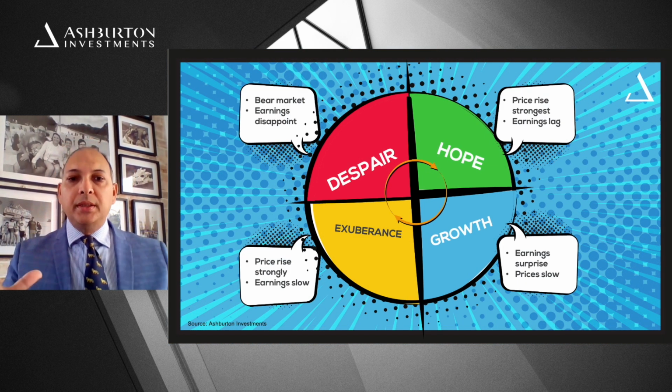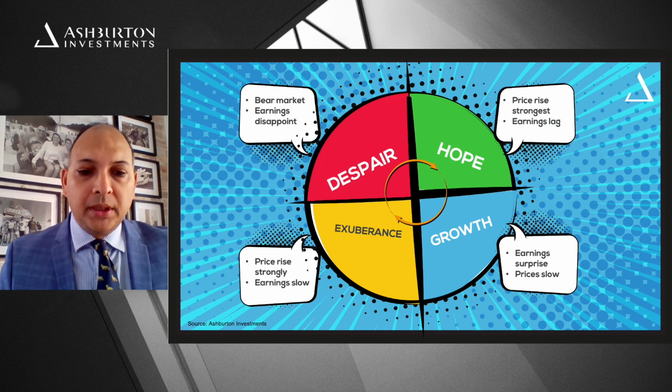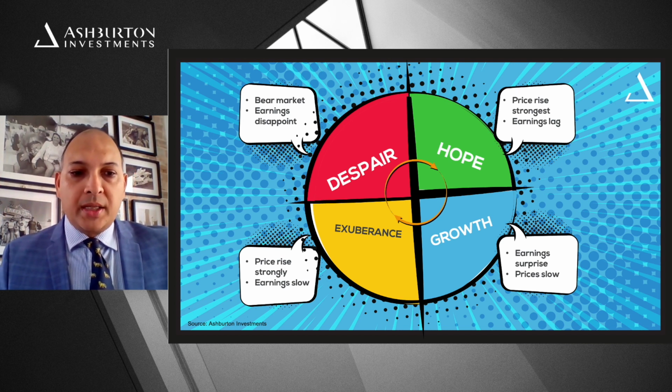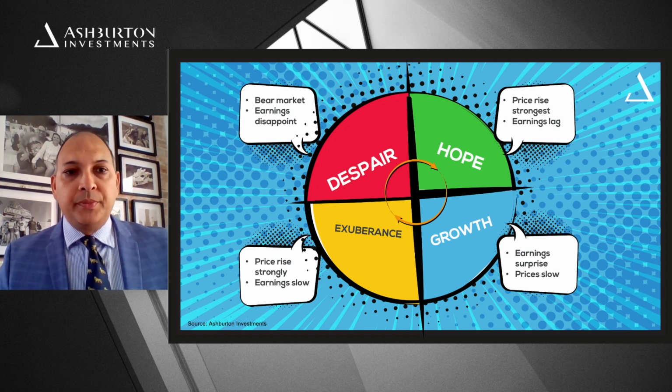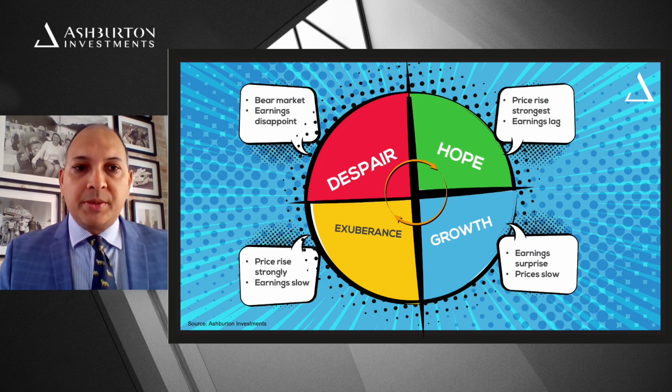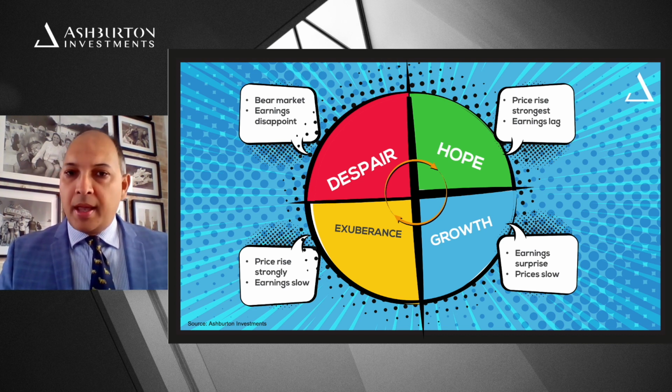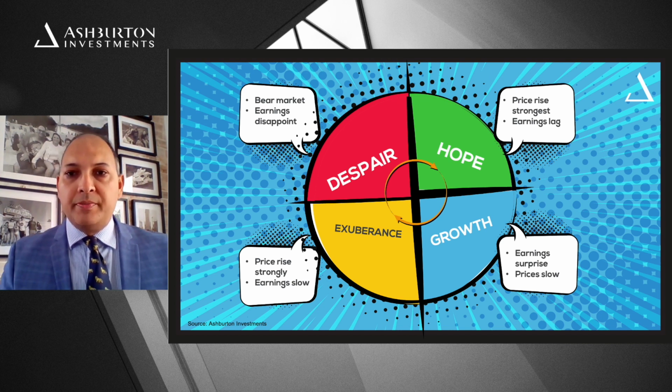So how do we deal with these extreme cycles in our own asset allocation framework at Ashburton? A year ago, the world was in despair. There was a bear market. Everything looked very red and hopeless.